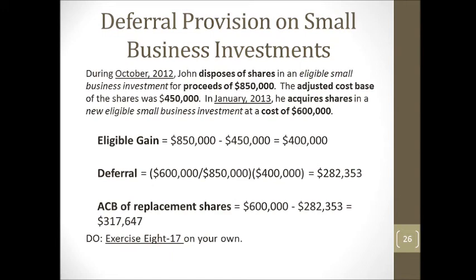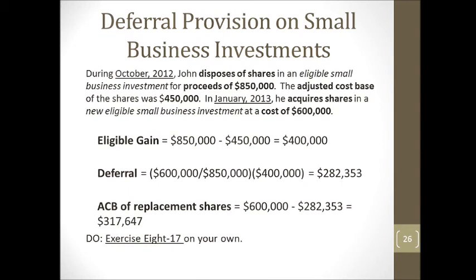Working through the calculation, we now have the deferred amount of the gain of $282,353. That means the amount of the gain that is not deferred would be reported as a capital gain in the year of disposition, of which 50% would be taxable. The final calculation on the slide here is to calculate the adjusted cost base of the new replacement shares.